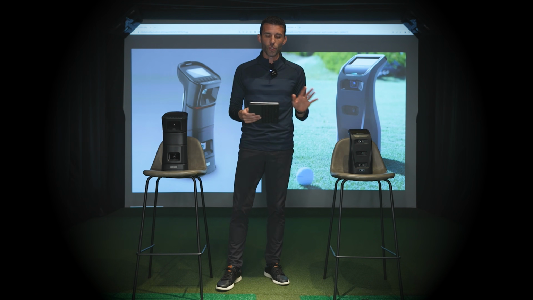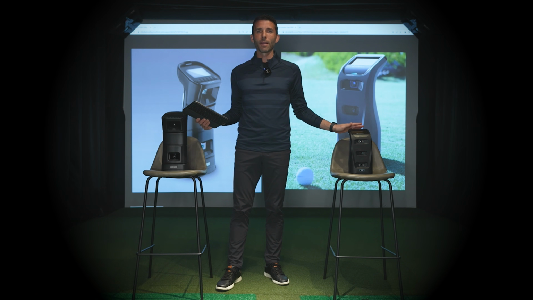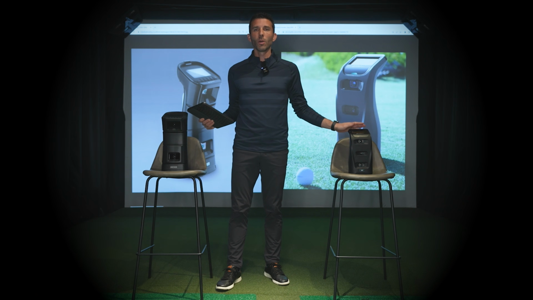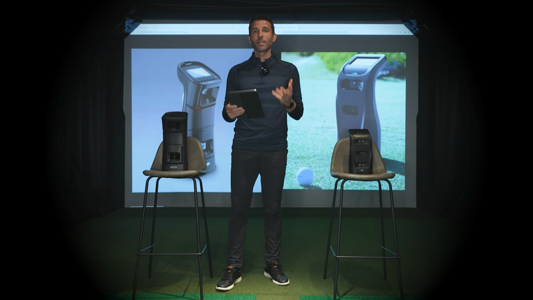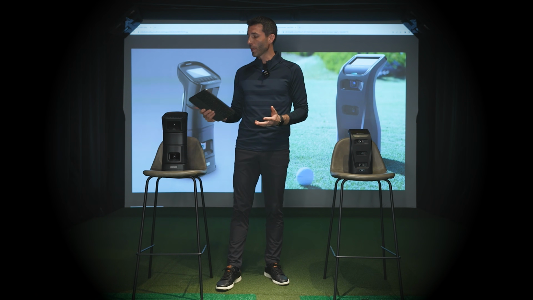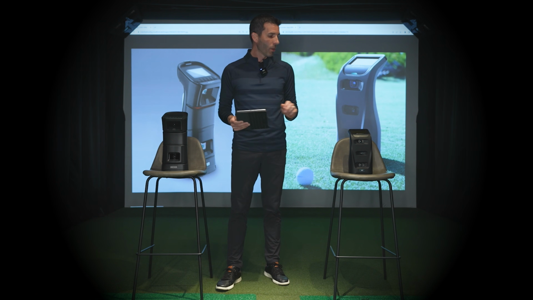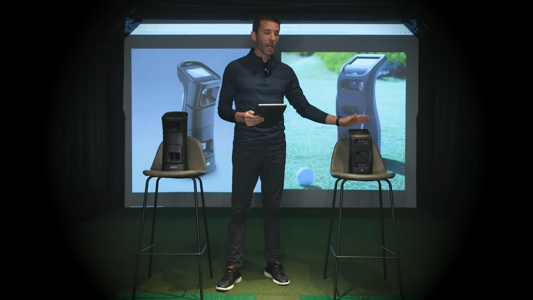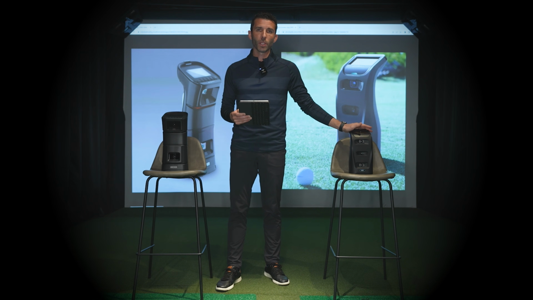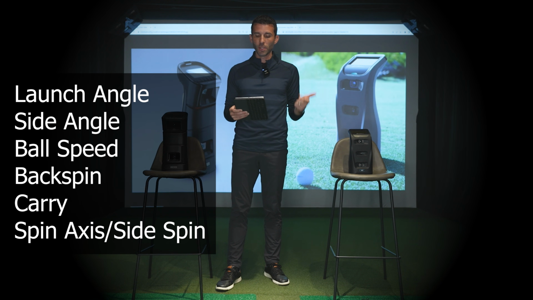So let's just start off by talking about data of both of these units. They essentially provide the same data. If you were going to buy the UNEEKOR Eye Mini for the $4,500 MSRP, or the fully unlocked Foresight Sports GC3 unit for $7,499, they're going to include launch angle, side angle, ball speed, total spin, carry, spin axis, all your ball data necessary for full simulation.